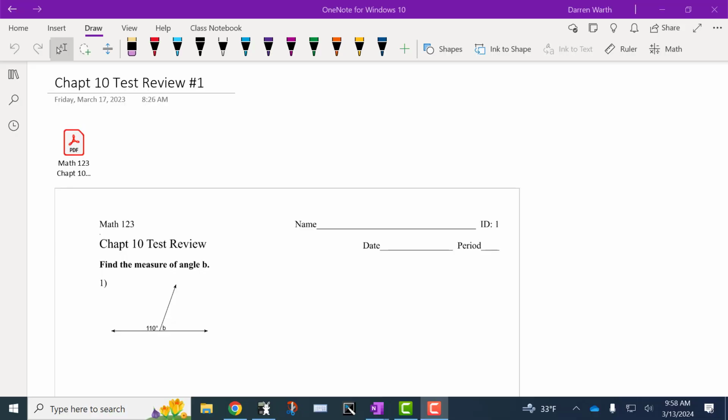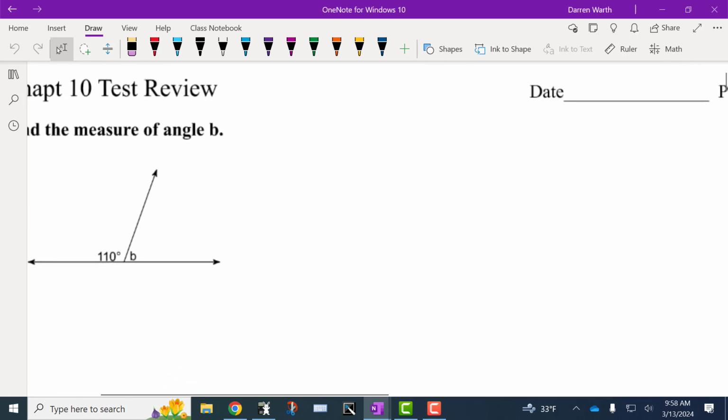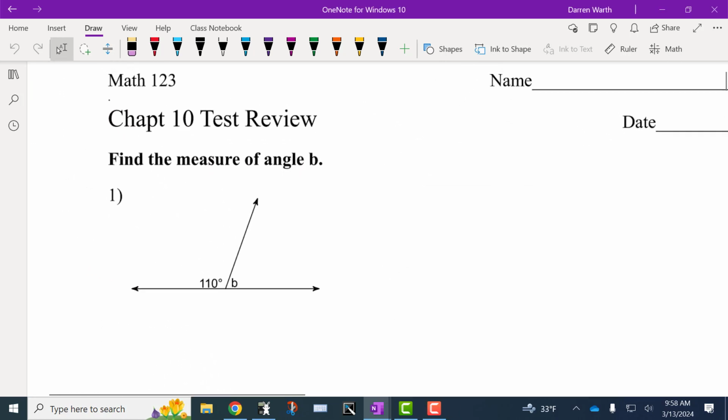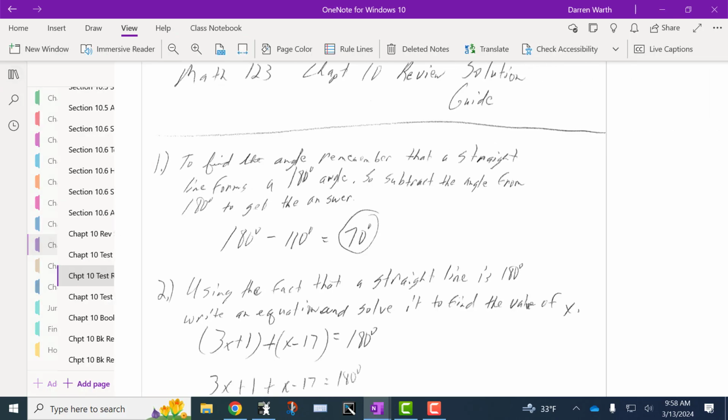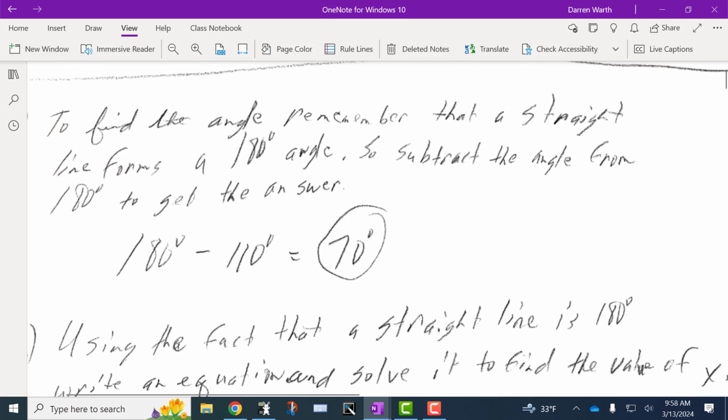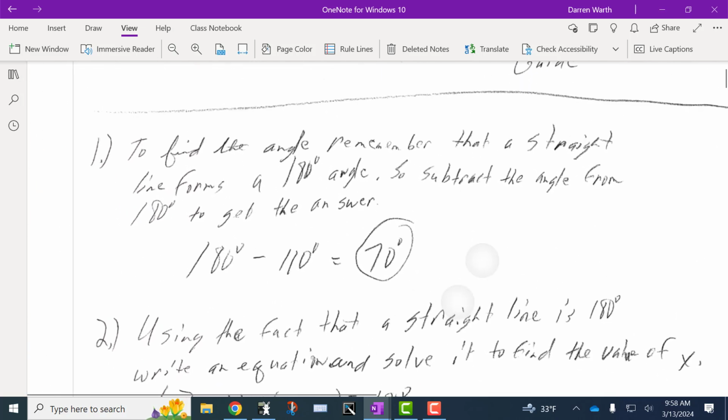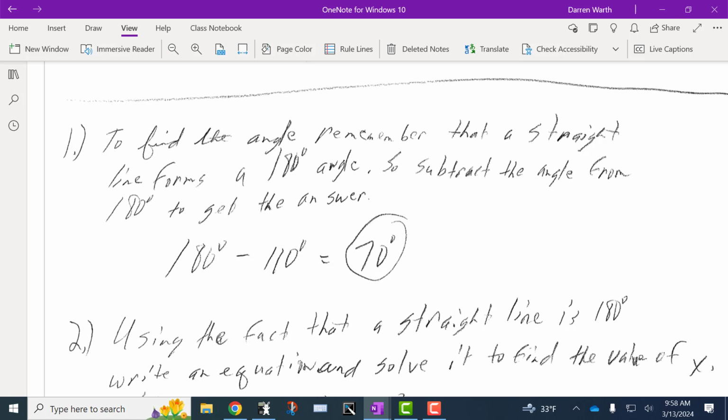Okay, your Chapter 10 test review. Number 1 just basically says find the measure of angle B. So if you remember correctly, to find the measure of angle B, if you look at your solution guide, it reminds you that to find the angle, remember that a straight line forms a 180-degree angle. So subtract the angle from 180 to get the answer.